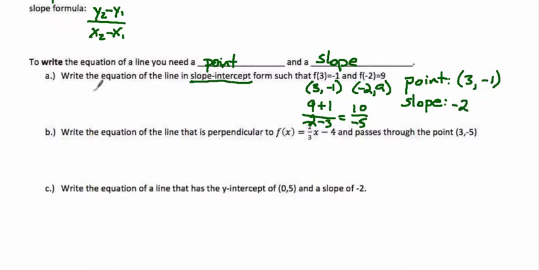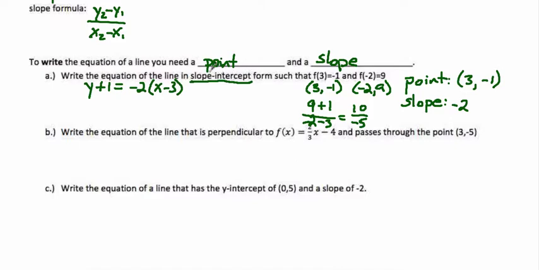Okay, now I can put it in point slope form. Y minus, so we're actually going to put the opposite sign in here. So minus a -1 would become +1 equals my slope, which is -2, times x minus 3.